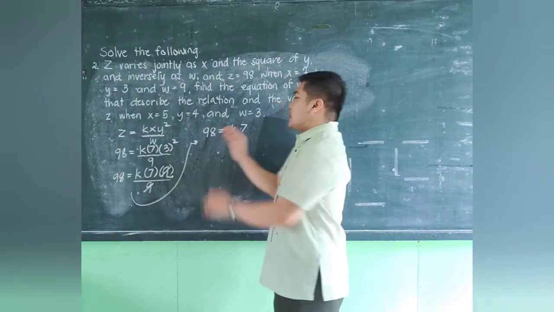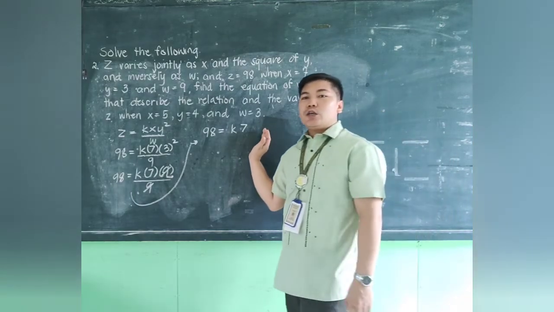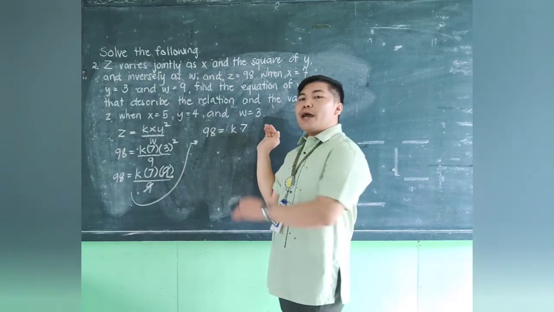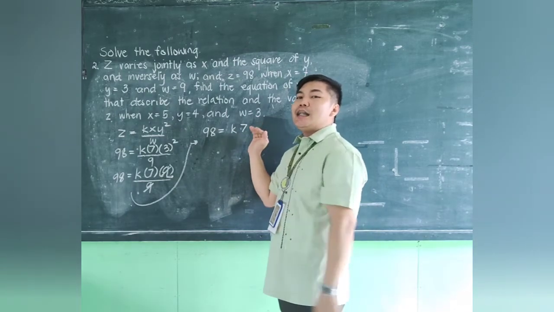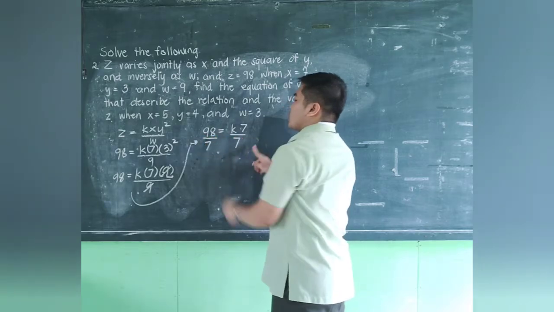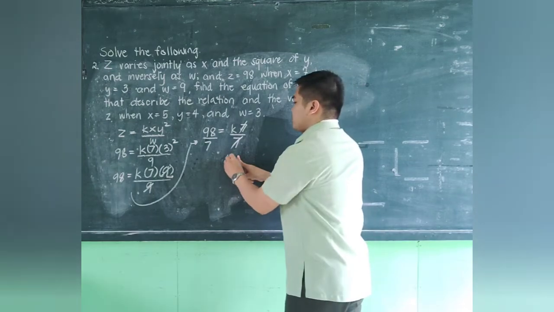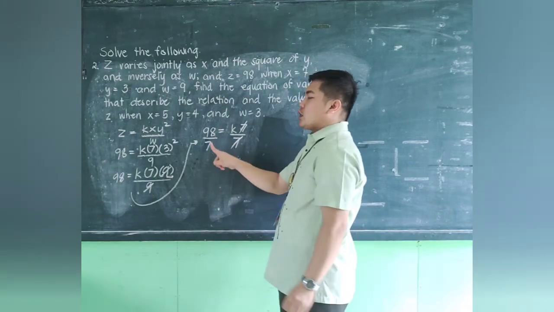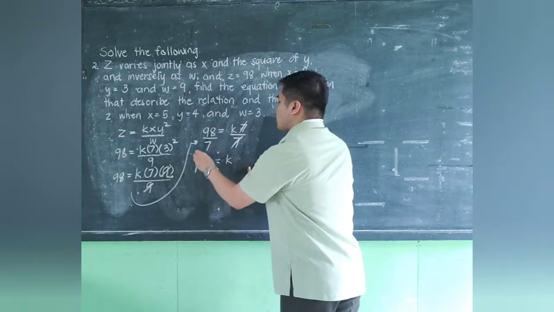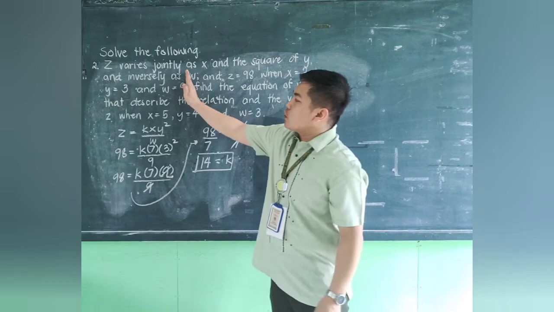1 na lang yun. Then, yung k natin may katabi pang number. So, i-divide natin yung both sides ng equation by the number beside the letter k, which is 7. So, 7 divided 7 is 1. Ano lang natira? K. So, 98 divided by 7 is 14. So, may value na tayo ng k. So, tapos na tayo dito sa part na to.